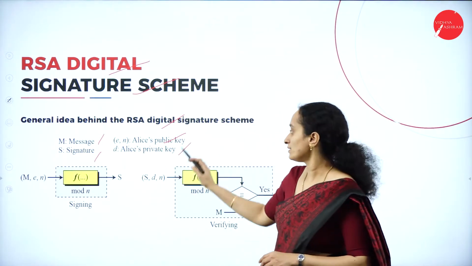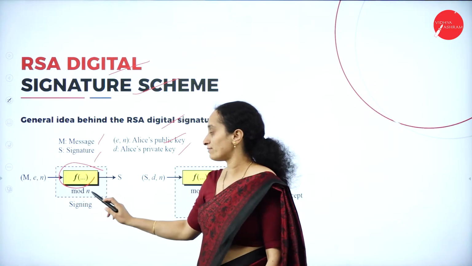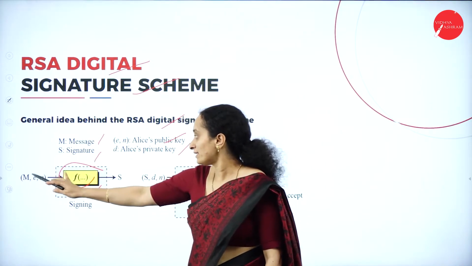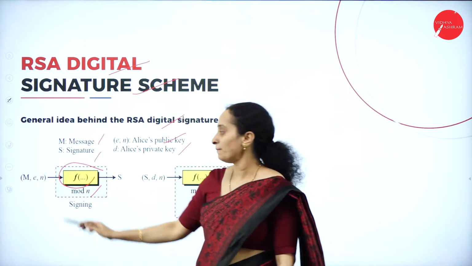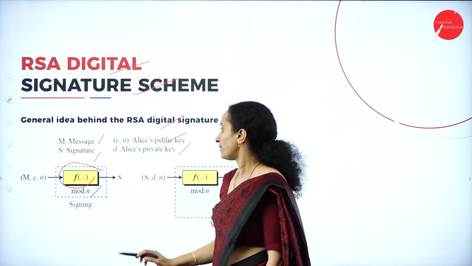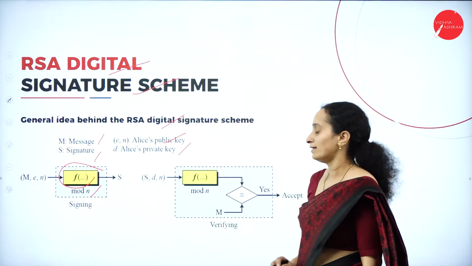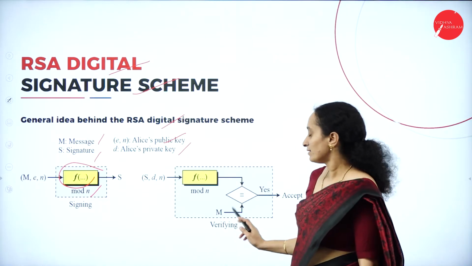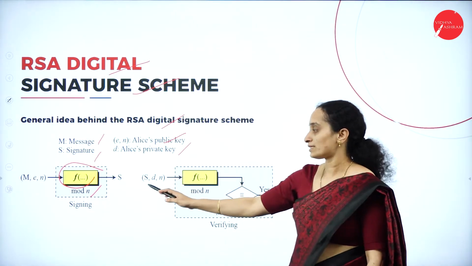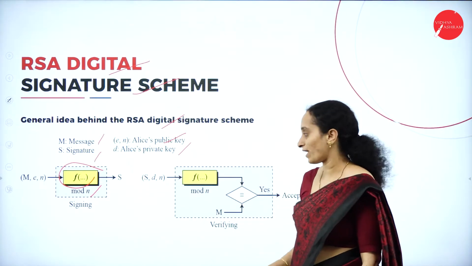The sender uses the public and the private key. We apply a function with mod n in the signing algorithm with the message, the key and the modulus n applied for the signing. When it comes to the receiving end, the receiver will run the verifying algorithm, using the signature along with the key and the modulus n.